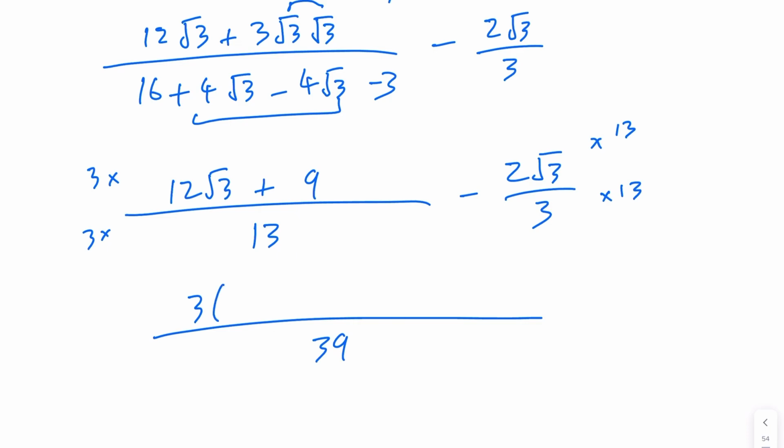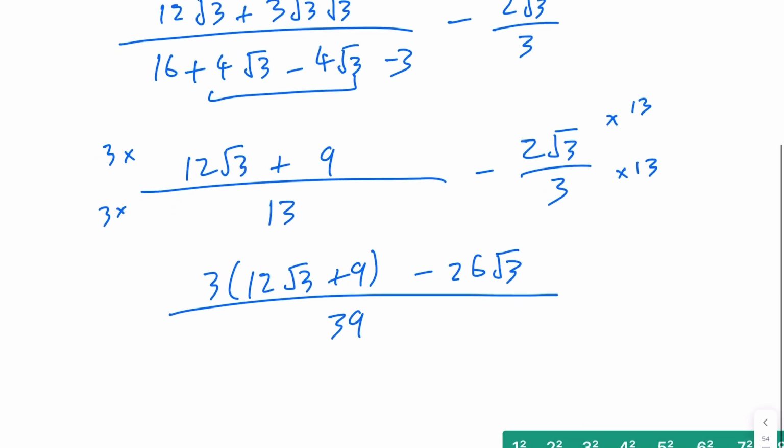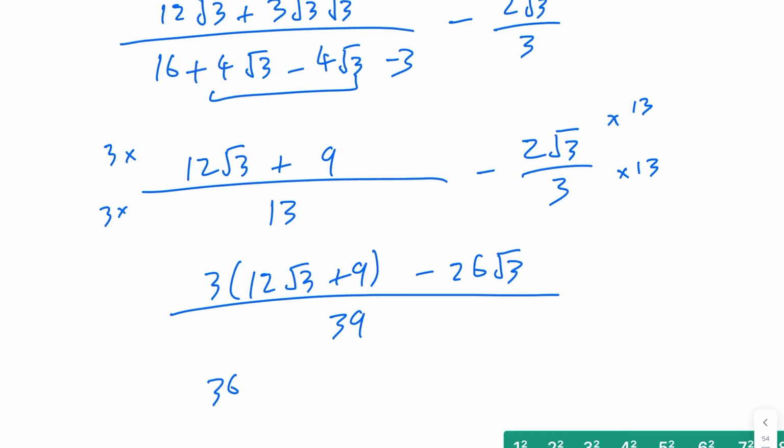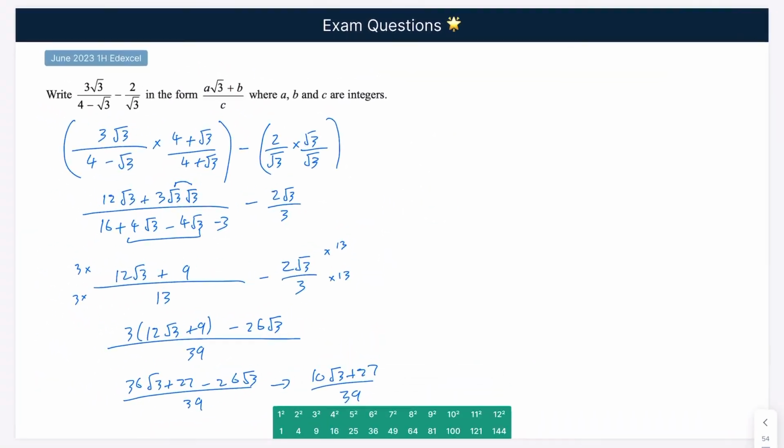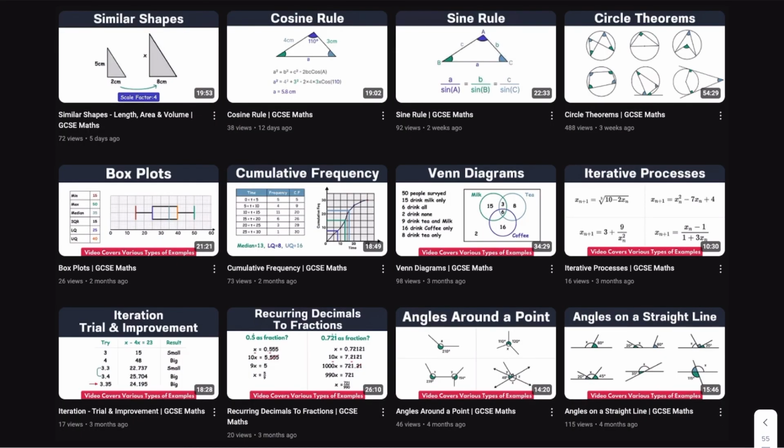So we're going to multiply all of this by 3, 12 root 3 plus 9 minus 13 times 2, which is 26 root 3. And if we multiply all that out, that's 36 root 3 plus 27 minus 26 root 3 all over 39. And I can tidy that up, and I can write that as 10 root 3 plus 27 all over 39.